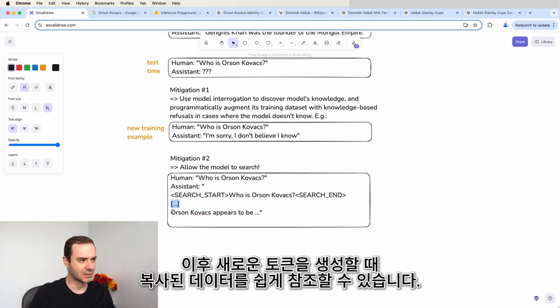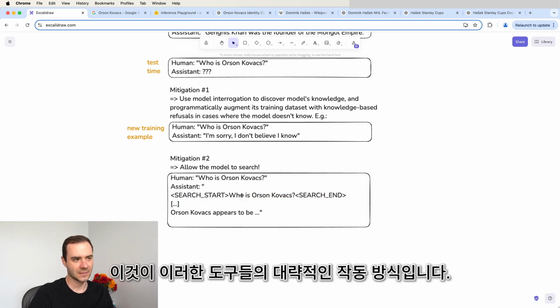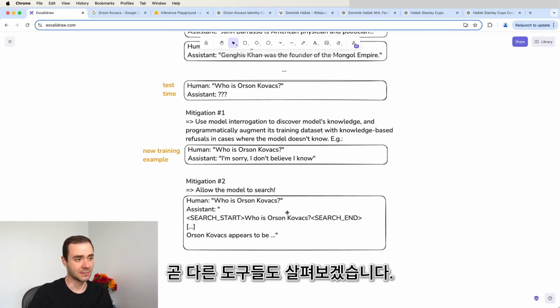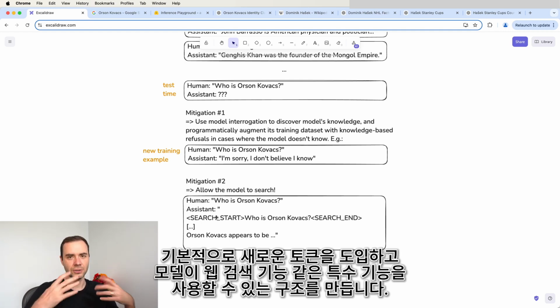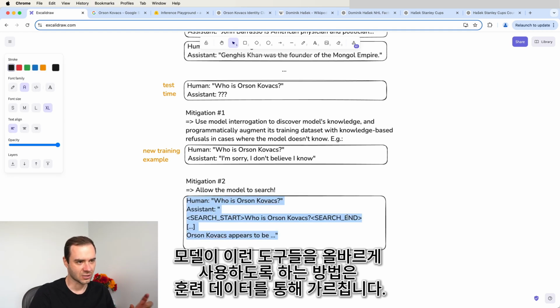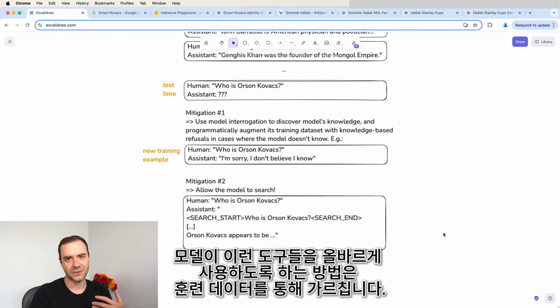So now when it's sampling new tokens afterwards, it can reference very easily the data that has been copy-pasted in there. So that's roughly how these tools function. Web search is just one of the tools. We're going to look at some of the others in a bit. But basically, you introduce new tokens, and some schema by which the model can utilize these tokens and call special functions like web search. And how do you teach the model to correctly use these tools, like web search start, search end, etc.? Again, you do that through training sets.